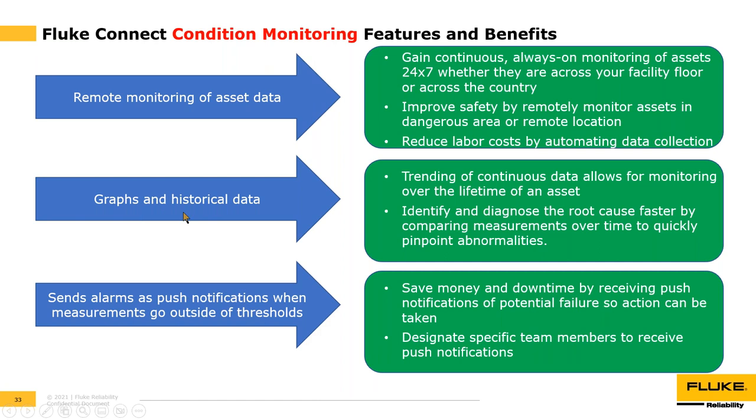The second feature is graphs and historical data. So you've got trending of continuous data, which allows for monitoring over time. So you can see if the voltage is steadily going up as opposed to taking individual readings. You can use this information to identify the root cause faster by comparing measurements over time.